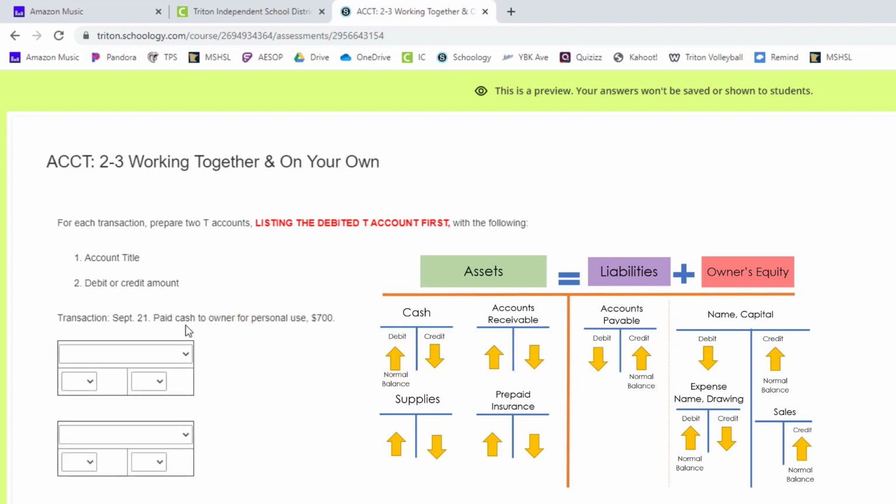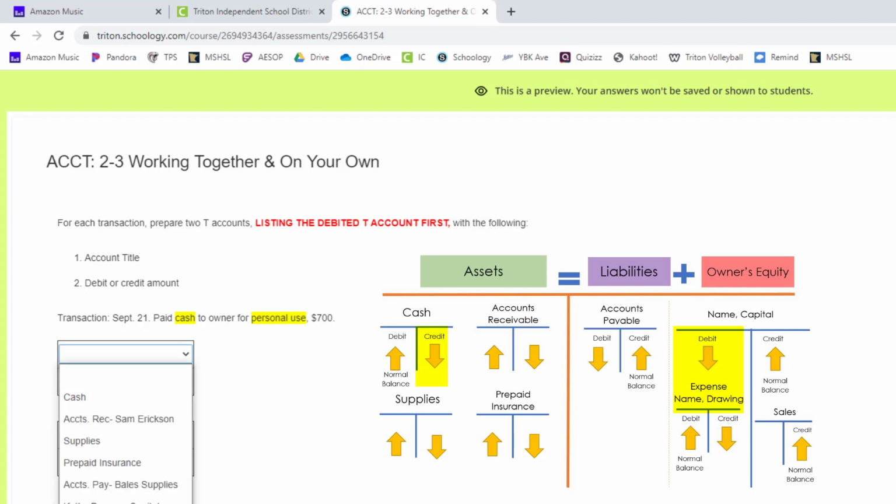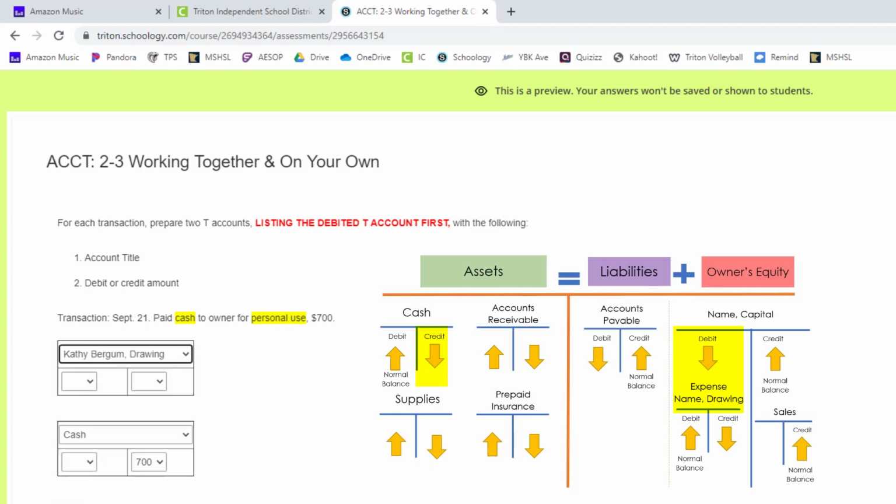My last transaction says paid cash is my first keyword, to owner for personal use is my second keyword here. Paying cash is a decrease in cash, which is a credit on the right and on the bottom. Personal use, that is a drawing, a withdrawal account. So Kathy Burgum drawing is my title, and a decrease in owner's equity ends up being a debit, and debits are on the left.